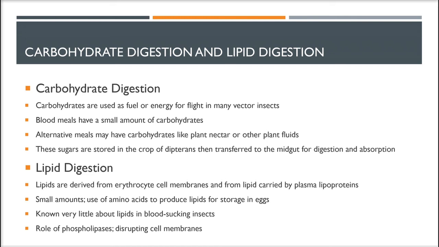The next section is lipid digestion. Lipids derive from the erythrocyte cell membranes. Small amounts are found in blood meals, just like carbohydrates. The insect uses amino acids taken from the blood meal to produce lipids for storage in eggs. There is very little knowledge about lipids in blood-sucking insects. Phospholipases may play a role in the lysis of erythrocytes and subsequent release of cytoplasmic protein. Basically, it could play a role in disrupting the cell membranes.